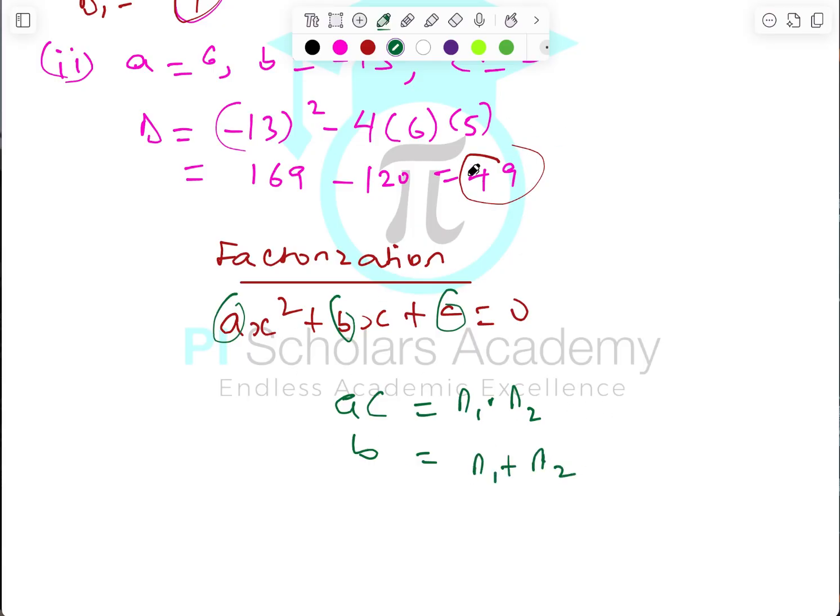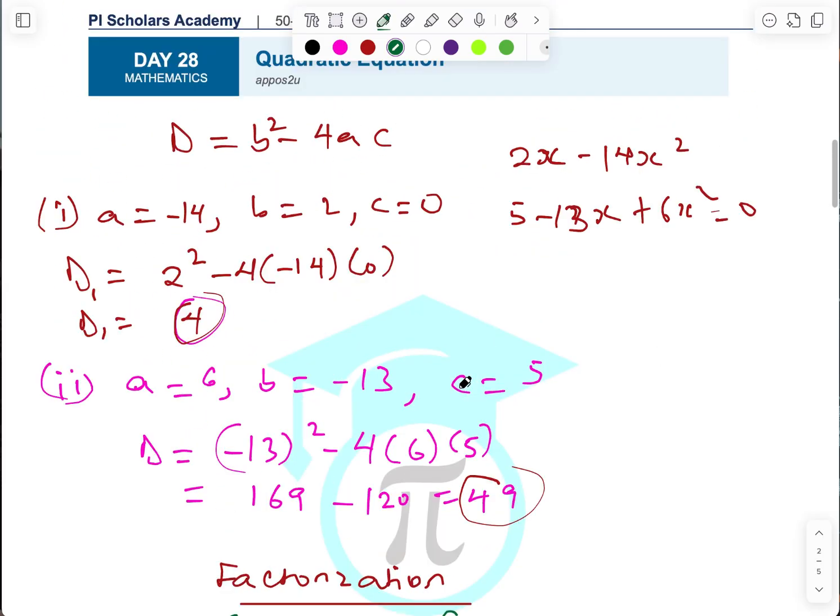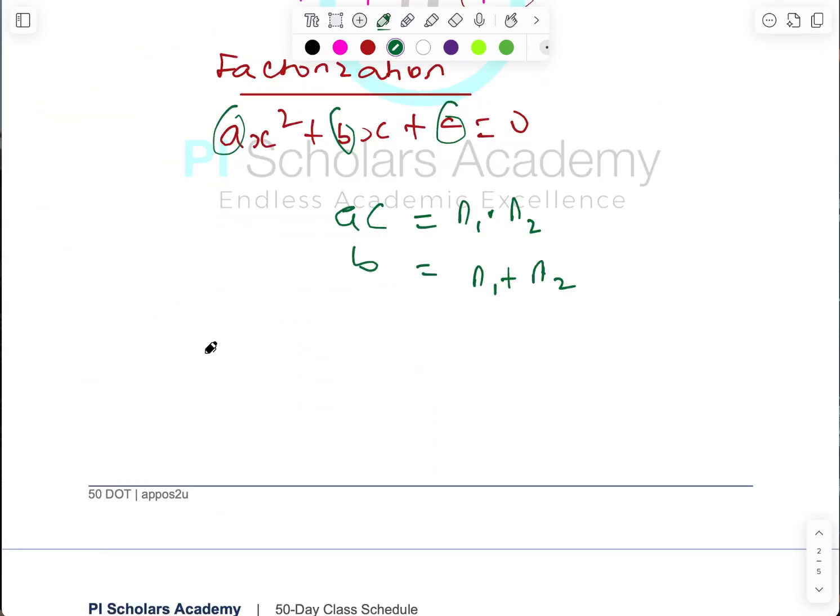If your discriminant is already a perfect square, showing that this whole quadratic equation can be solved using factorization method, then you don't have to worry about it. Just know that you are going to be able to find such two numbers. So I want to show you how to do that now. So let's write this quadratic equation again. 5 minus 13x plus 6x squared equals to 0. So we have 5 minus 13x plus 6x squared equals 0.